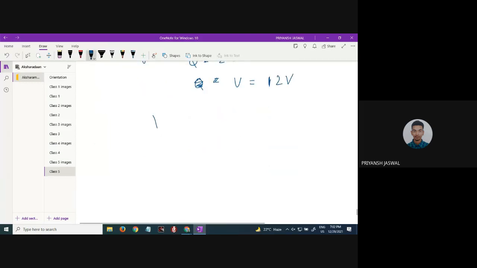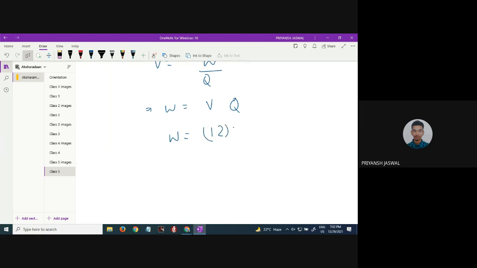We know that potential difference is defined as the work done per unit charge. So this implies work is, we take Q to this side, potential into charge. So work will be, potential is 12 volt and charge is 2 coulomb. So 12 into 2 is 24 volt coulomb, or we can say 24 joule.